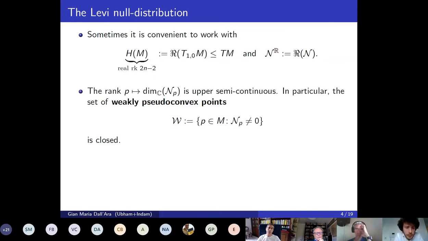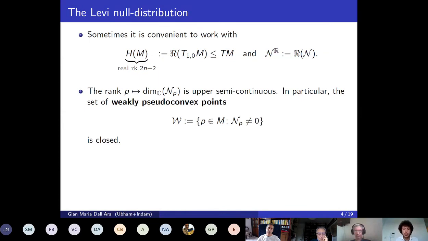In fact, the rank as a function of the point, so the dimension of the fibers of the Levi null distribution, is an upper semi-continuous function of the point. In particular, you can certainly say that the set of weakly pseudoconvex points, those points for which there is a non-trivial vector in the kernel of the Levi form, so where the Levi form degenerates, is closed. And this is, again, one of the key objects in play.